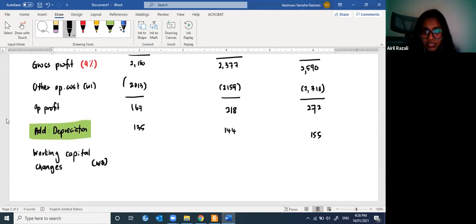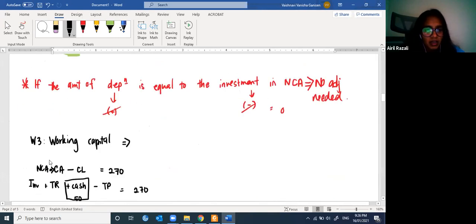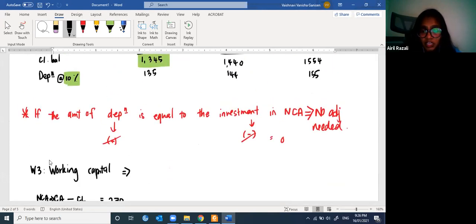But sometimes in the examiner's answer, he does not add back depreciation, even though you should add. But if you look at the examiner's answer, he does not add. The reason why he does not add is because of this sentence that I wrote here. Here, your depreciation that you should add is, let's say, 250. And then he says the investment in non-current asset equals the amount of depreciation.